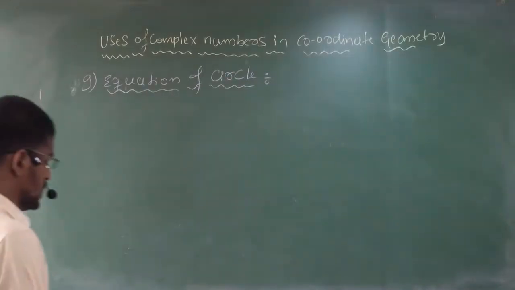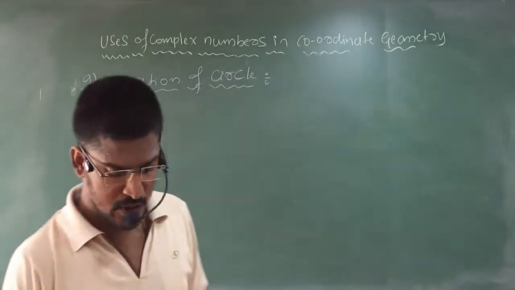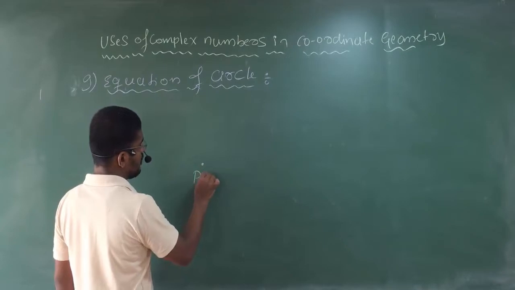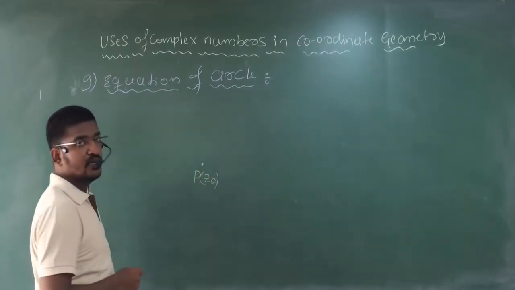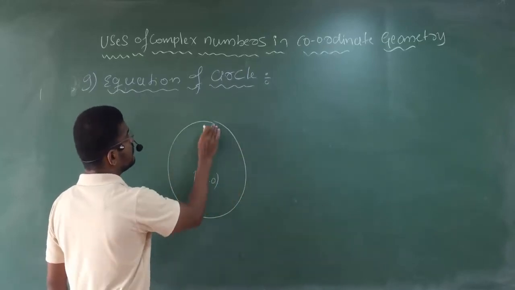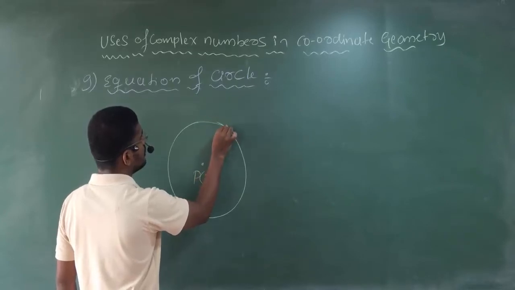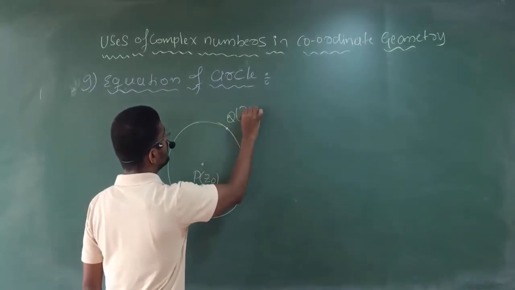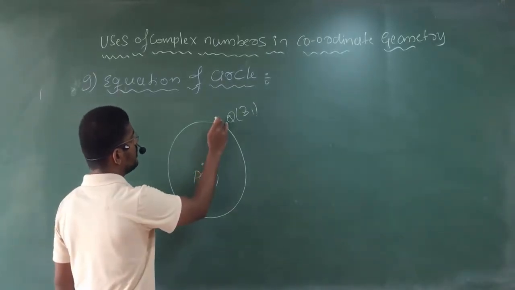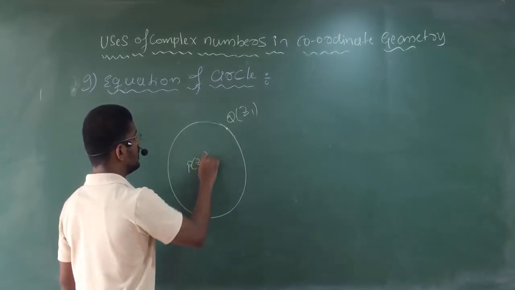Okay, students. Now let us go for the equation of circle. Clear, students? So for that reason, let us take P of Z naught be the center of the circle, and if I take a circle with Q of Z1 on the circle, that means now we want to solve the equation of this particular circle.